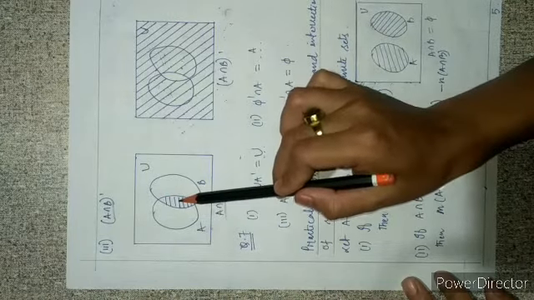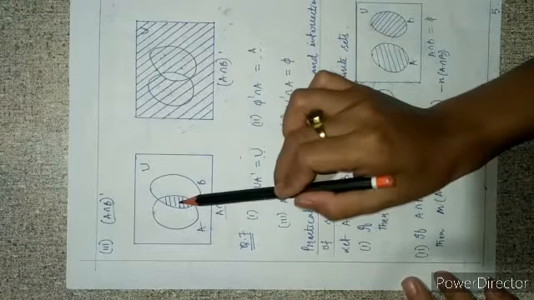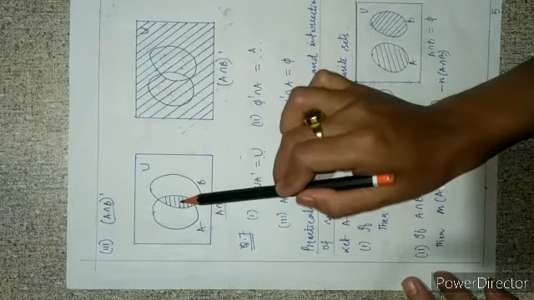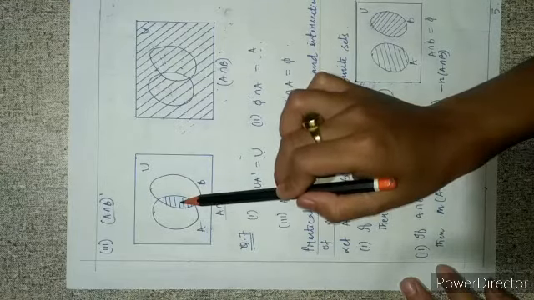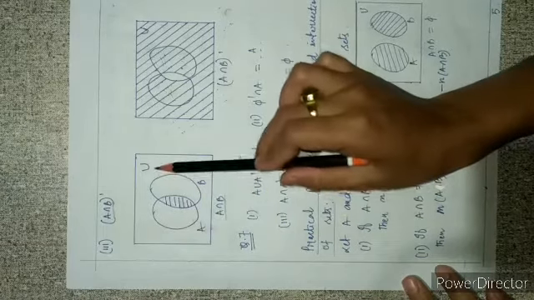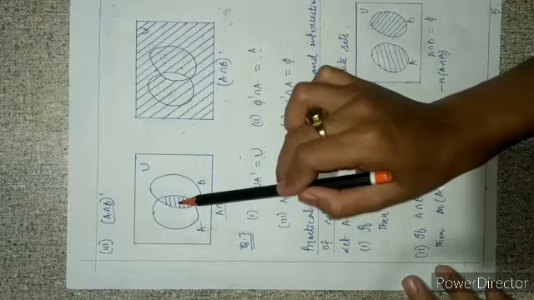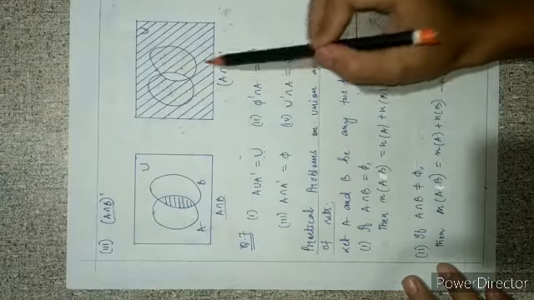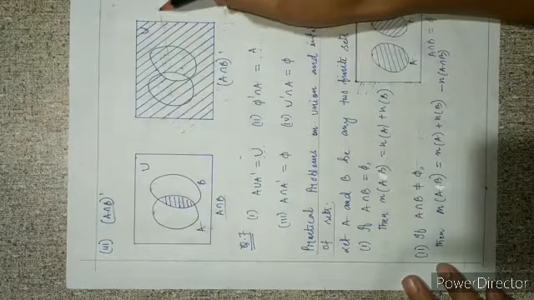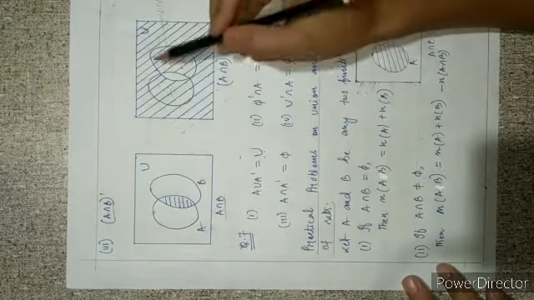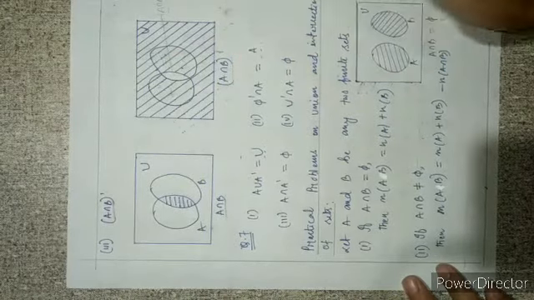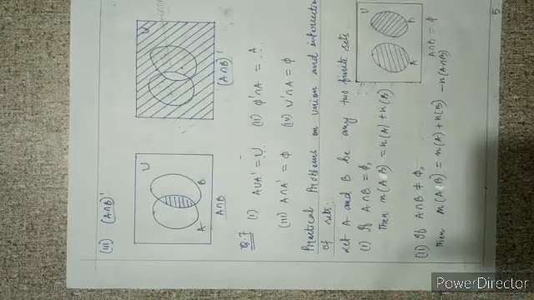And this shaded portion represents A intersection B, since this shaded portion belongs to circle A and it belongs to circle B. A intersection B complement will be the set of elements of U which do not belong to this region, and so this shaded portion represents A intersection B complement.